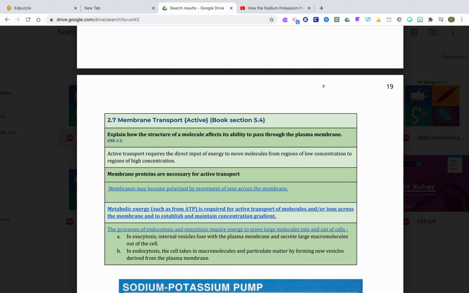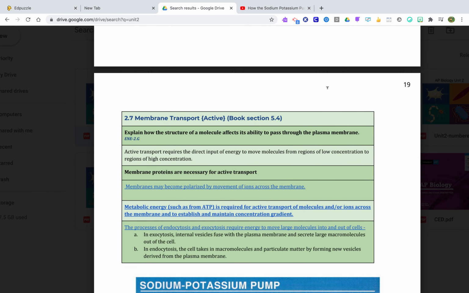And the energy can come in various forms. One of those forms is ATP, and something like a sodium potassium pump is an example of one of those ATP dependent mechanisms. But then we'll also learn about some processes that use just the general energy pool of the cell.